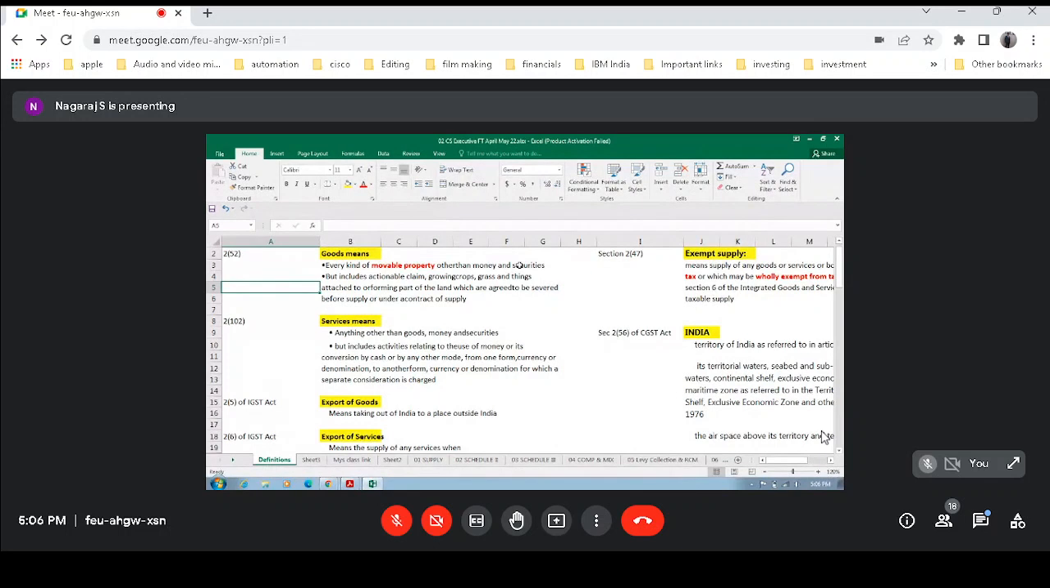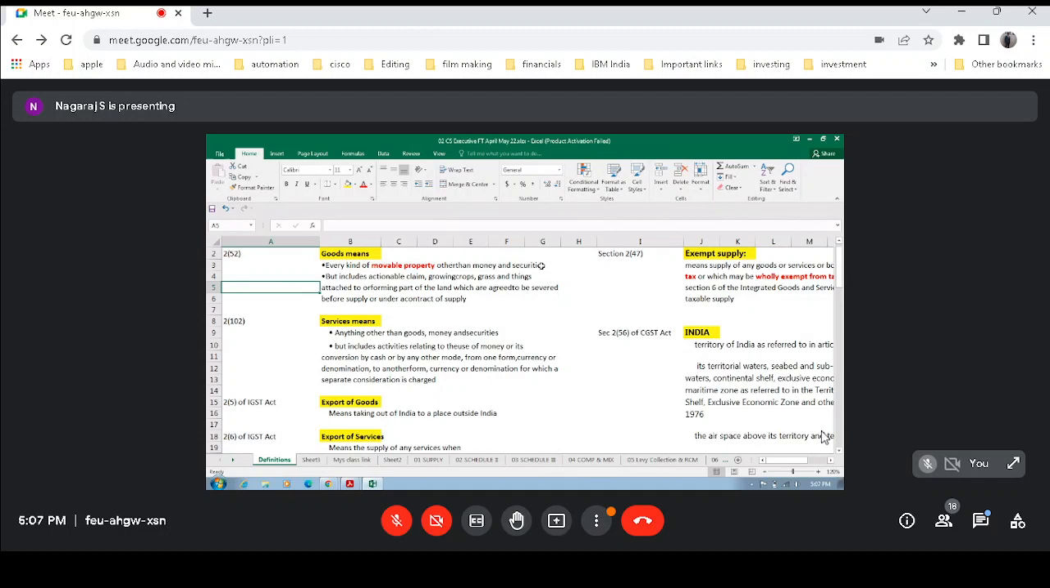Okay, then securities means, you guys are studying company law, I believe. Shares, shares, bonds, debentures, bonds, units, those things are all securities. Why they have excluded securities? There is a separate levy, security transaction tax is there, no? Hence, they have excluded that from the goods.